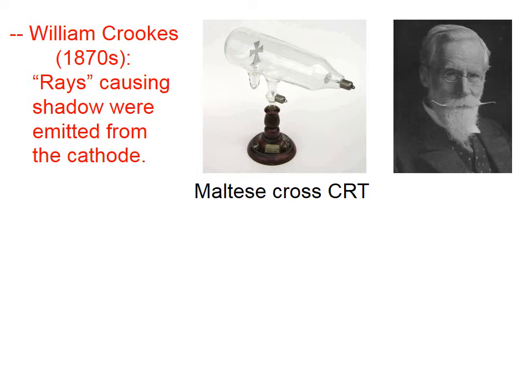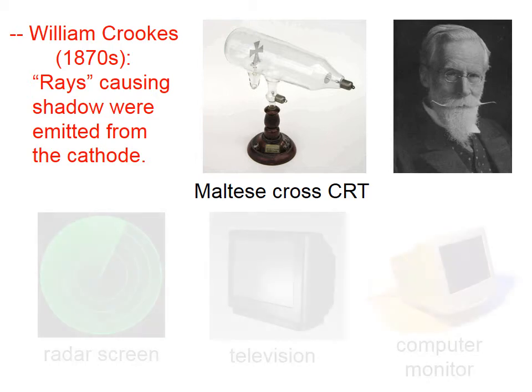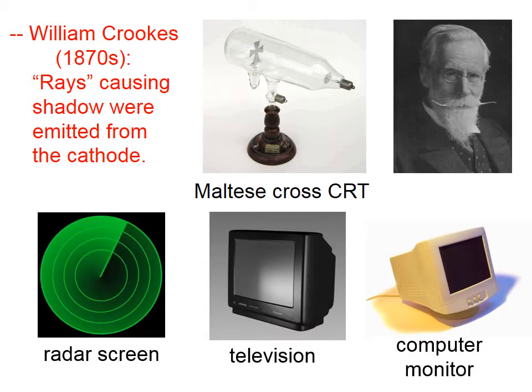In the 1870s, William Crookes, who had a killer mustache, discovered that rays caused a shadow when they were emitted from a cathode, which is why old school televisions, old school computer monitors, radar screens that you might have seen in movies from an earlier day are called cathode ray tubes.